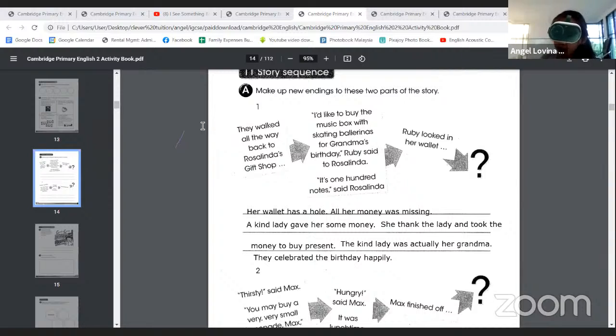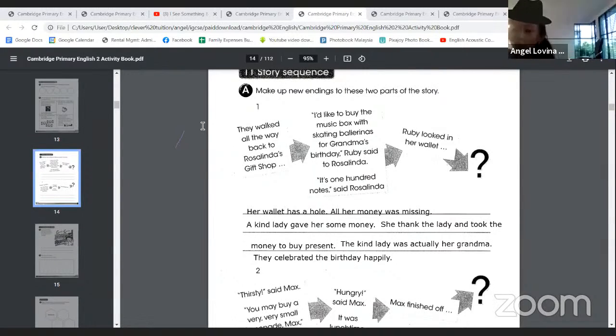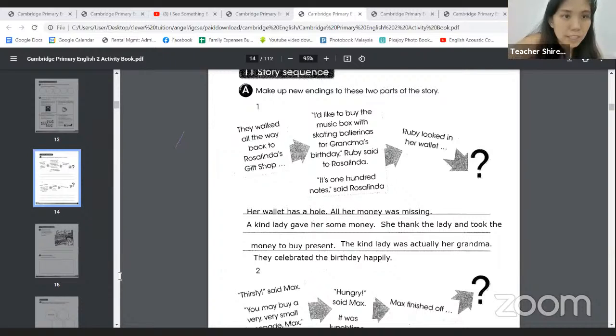Why you didn't pick me? I picked you, but you didn't answer me, right? Okay. Later you tell me your version. Would you like to tell me your version now? Okay, tell me your version. What happened? When Ruby looked in her wallet, what happened? What story is it? The same story. Same story, my dear. Okay. But what is the story? Okay, please copy it down first.